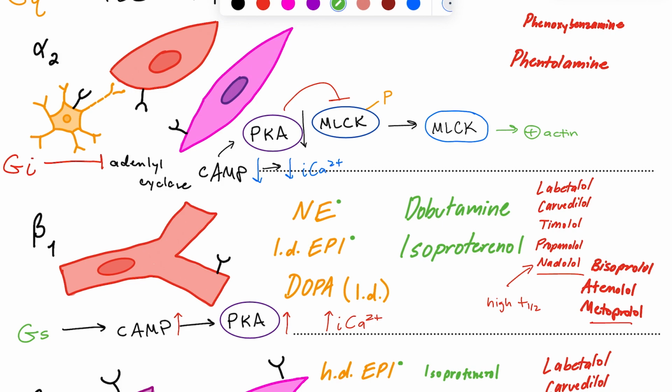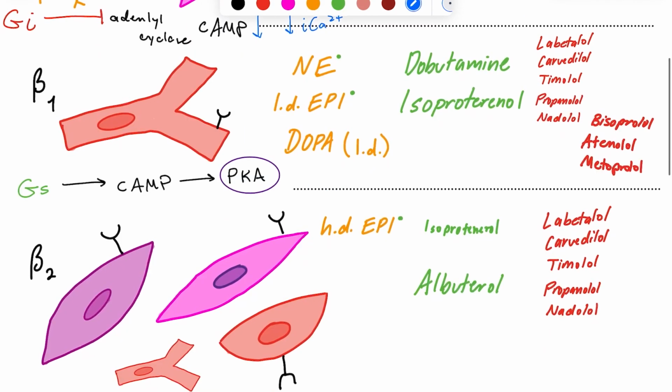I also want to point out that the depression of the CNS as a result of alpha 2 activation can cause hypotension because of a negative feedback mechanism in the central nervous system.